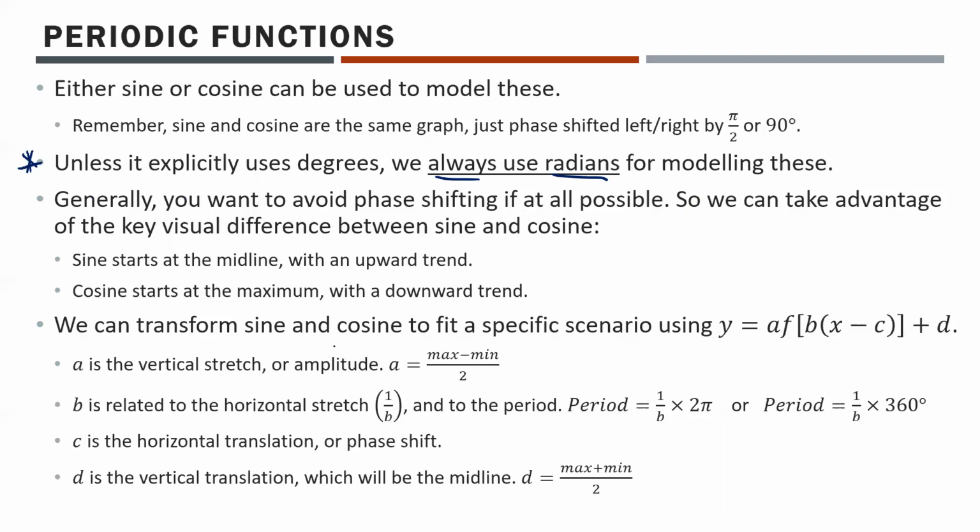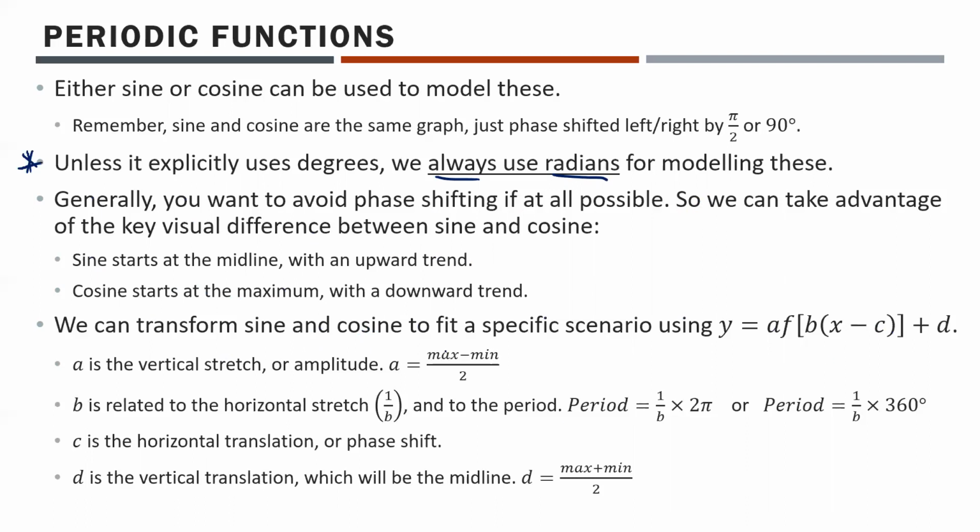Now, generally, you'll want to avoid phase shifting if at all possible, so we can take advantage of the key visual difference between sine and cosine in that sine starts at the midline going up, right, and cosine starts at the maximum going down. If you can avoid a C value, if you can avoid that horizontal shift left or right, by all means do, right? You want to avoid that as much as possible. But otherwise, you can still use it if you need, right?